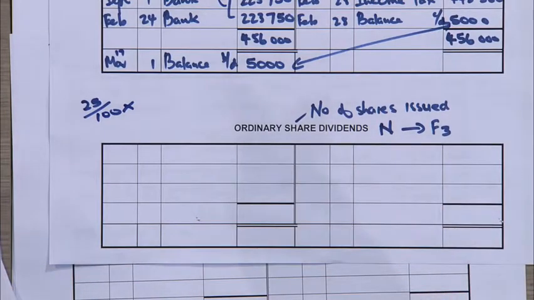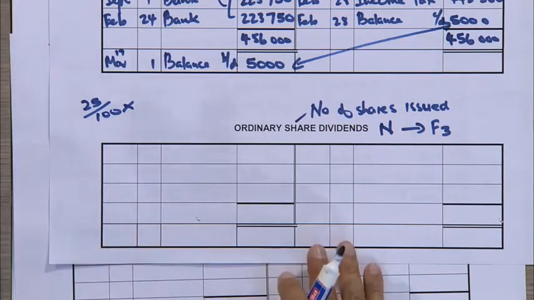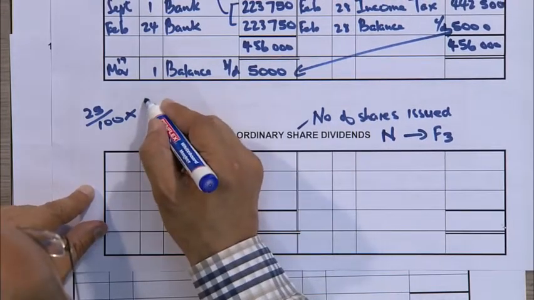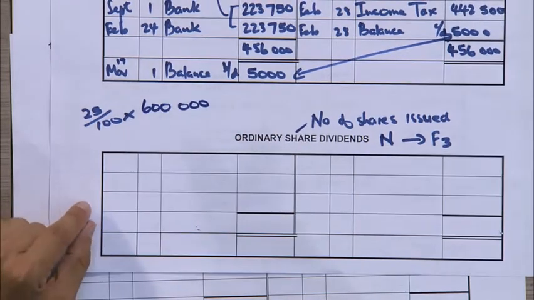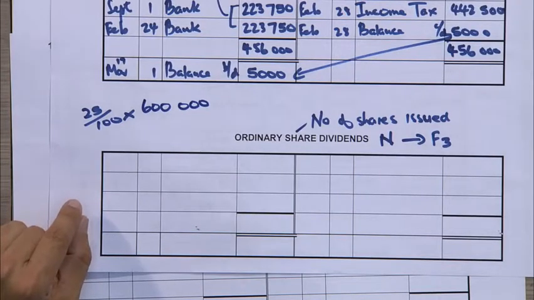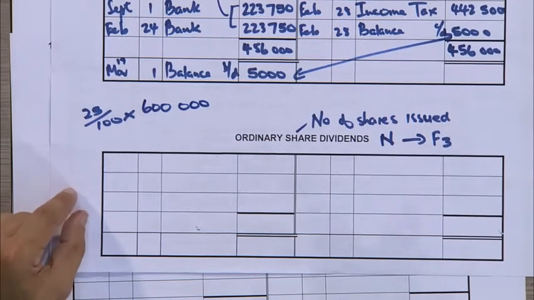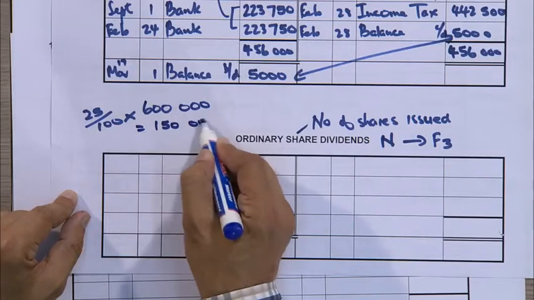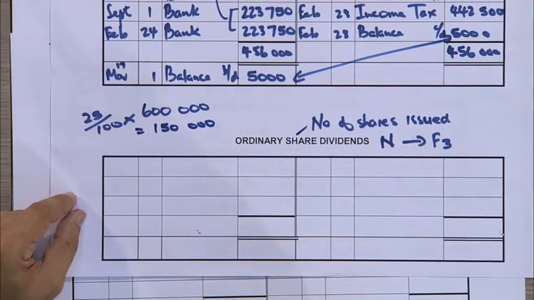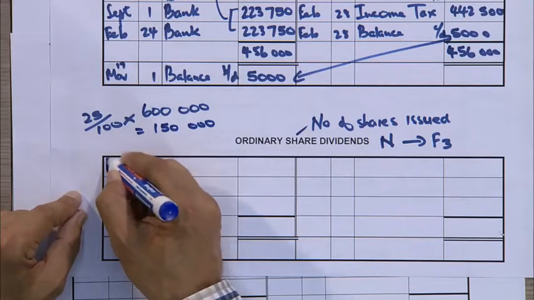Now it says on the 31st of August, then it says that the new shares do not qualify for dividends. Okay, so the new shares do not qualify for dividends. That means on the 31st of August, you only had 600,000 shares. So if I take 25% of 600,000, I will get 150,000.